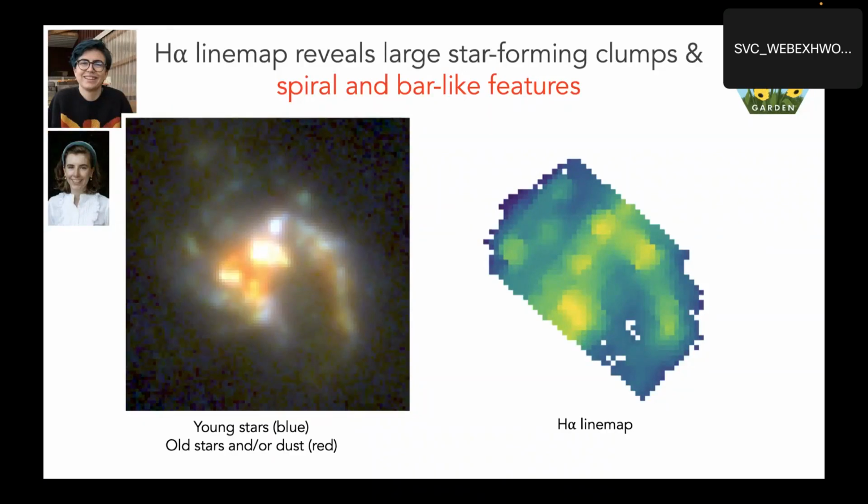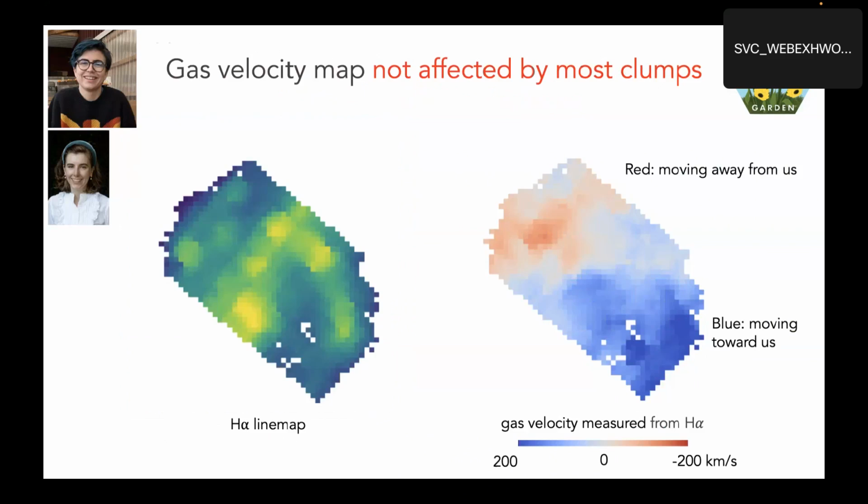But this is an H-alpha line map from that data cube. What you see here, it's a little weird. You start seeing kind of spiral structure. Maybe an arm, maybe a bar here, and then another arm. I didn't expect to see anything like that.